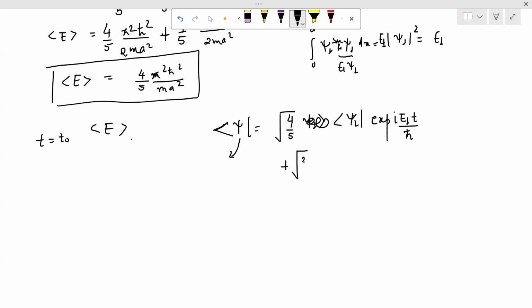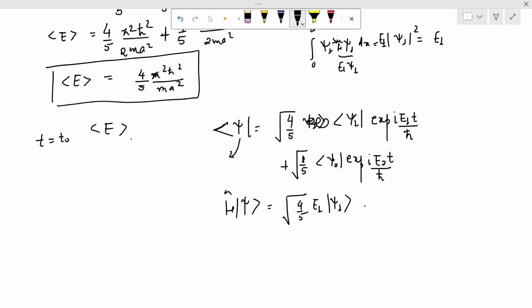Plus root over 1 upon 5 psi 2, and then exponential iota E2 t upon hk. And what is hk psi? So hk psi will be equal to what? It will be simply root over 4 upon 5 E1 psi 1 and exponential minus iota E1 t upon hk, and then plus root over 1 upon 5 E2 psi 2, and then you'll have exponential minus iota E2 t upon hk.